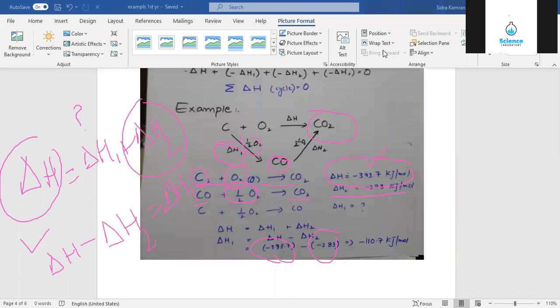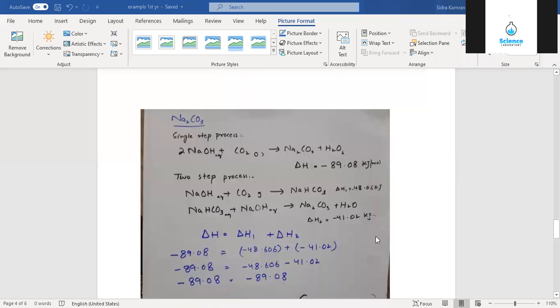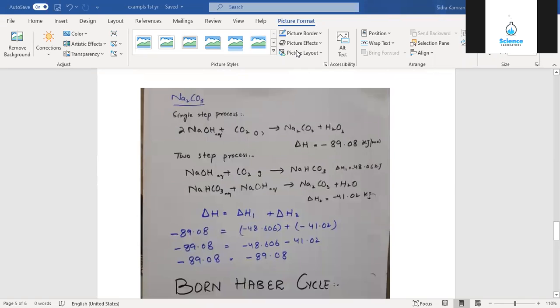Next, we have another example, that is sodium carbonate.